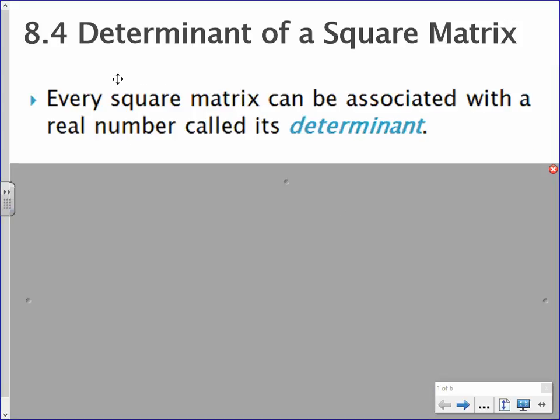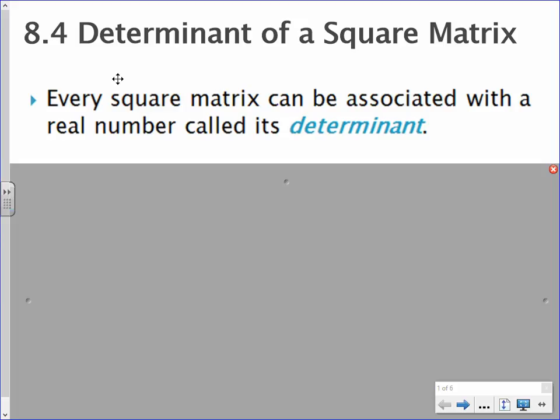Okay. A determinant is a number, and every square matrix has a determinant. So it's a number that's associated with the matrix. We have a systematic way to find it. But every square matrix will have a determinant. It has to be square.